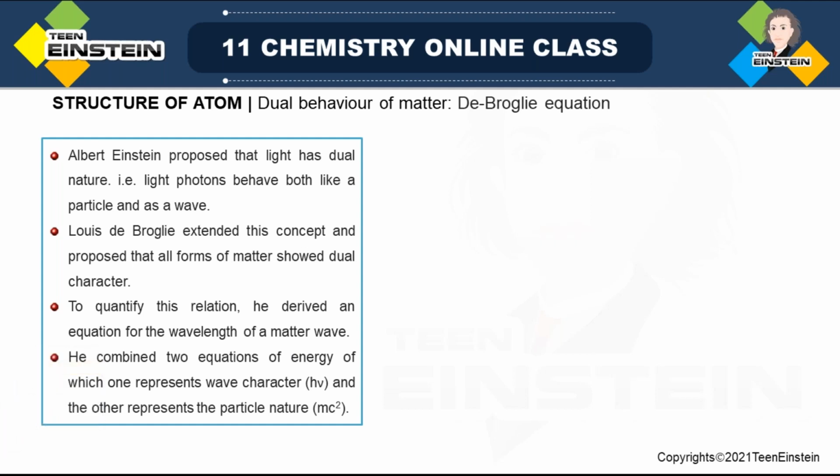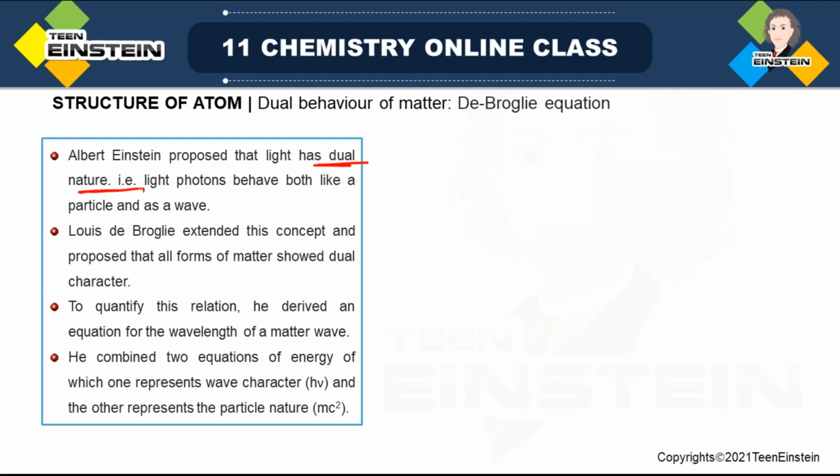So, dual behavior of matter. We have already seen this concept of dual behavior when we considered electromagnetic radiation. Albert Einstein already proposed that light has dual nature. Light photons can behave as a particle as well as a wave.